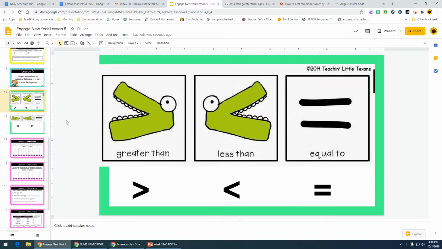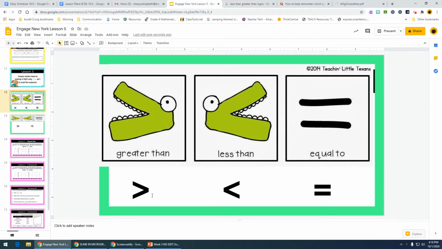So when we're talking about comparing numbers, we use these signs. The first sign is the greater than symbol. The second is the less than symbol. And if you see an equal sign, it means that it equals the same amount.